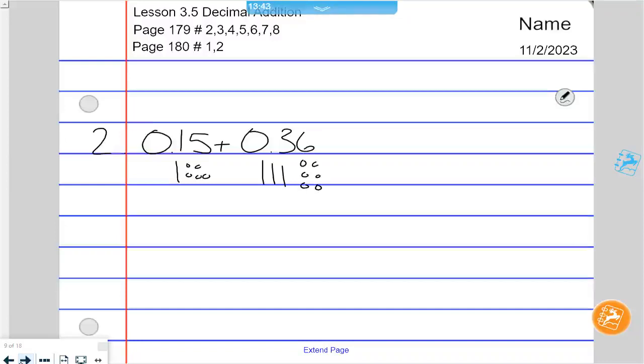So the first thing I'm going to do is I have 1, 2, 3, 4, 5, 6, 7, 8, 9, 10, 11. So I'm going to add 1 stick, and I have 1 left over. So that takes care of this and takes care of this. So now I have 1, 2, 3, 4. 1, 2, 3, 4. So my answer is 0 and 51/100ths.